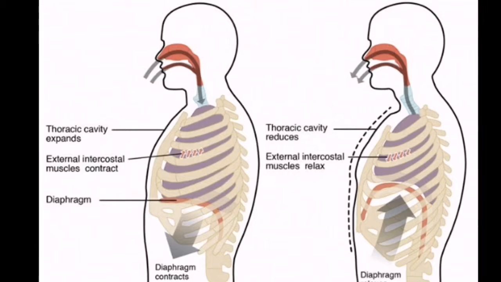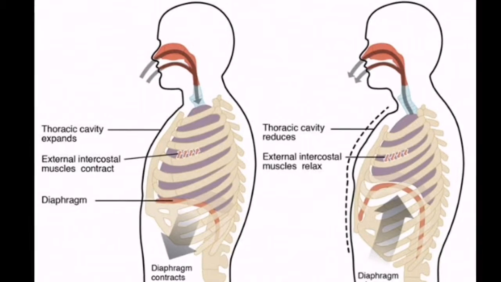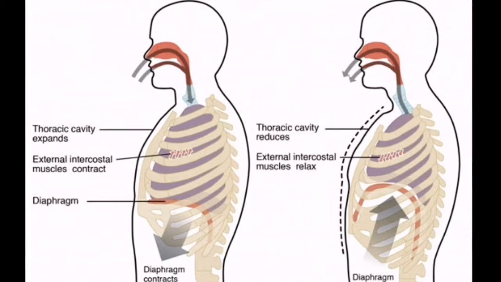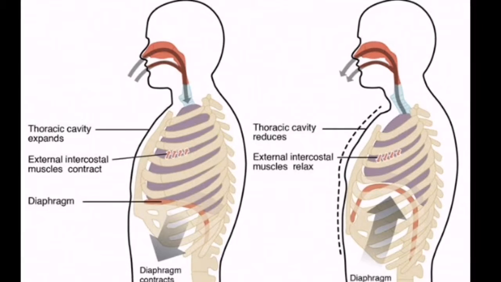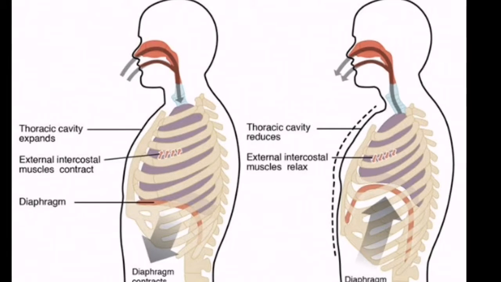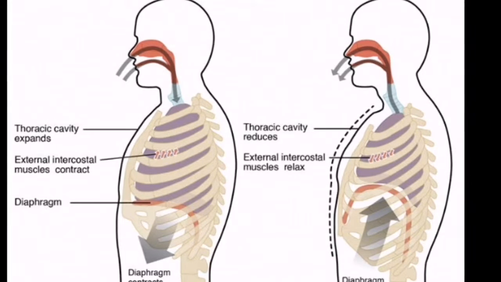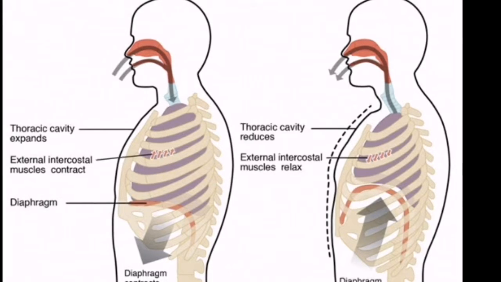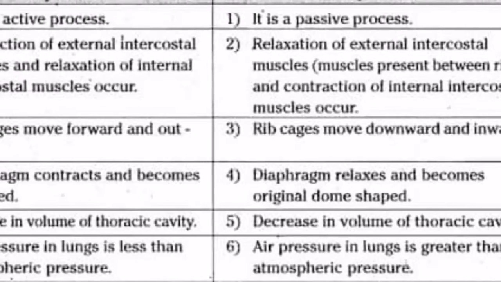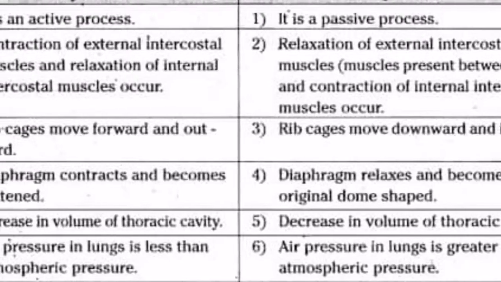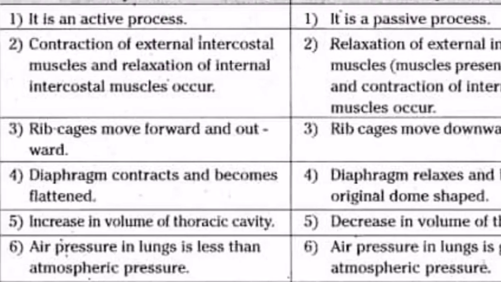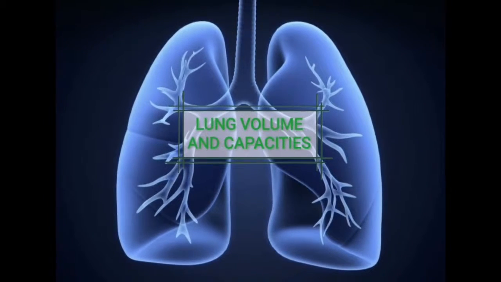Inspiration is an active process; expiration is a passive process. The second difference is the relaxation of the external intercostal muscles and contraction of internal intercostal muscles. The third difference is the rib cage moves downward and inward. Next, the diaphragm relaxes and returns to its original dome shape, and there is a decrease in volume of the thoracic cavity. The air pressure in lungs is greater than the atmospheric pressure, and lastly, expiration is an expulsion of air from the lungs.